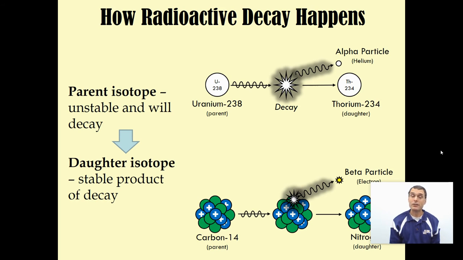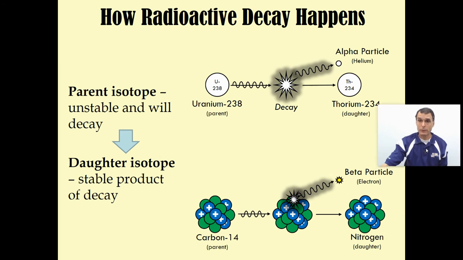So how does this work out a little more specifically? Essentially, we have our unstable parent isotope. In these examples, you've got two different ones. You have uranium, which is your unstable isotope, and it decays into thorium-234, and it gives off a helium particle. We also have another unstable parent isotope called carbon-14, which will decay, give off an electron, and become nitrogen. So we're going from a parent to a daughter isotope, one that is unstable and one that is stable.